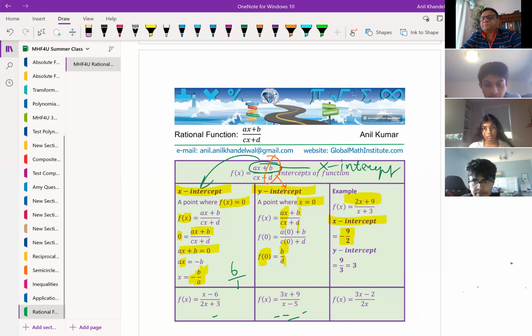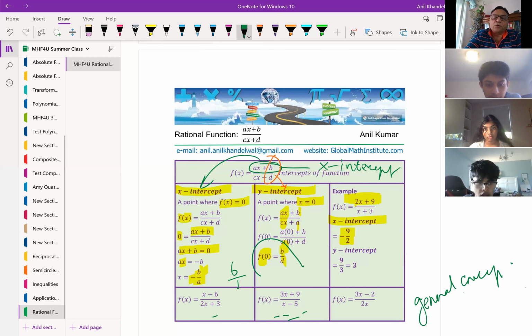Sir, so this y-intercept and x-intercept concept only works for a rational function in the form ax plus b over cx plus d, right? All functions. All general functions? Yes, it is a general concept, okay? But we have this formula which is only applied to this case. You understand?